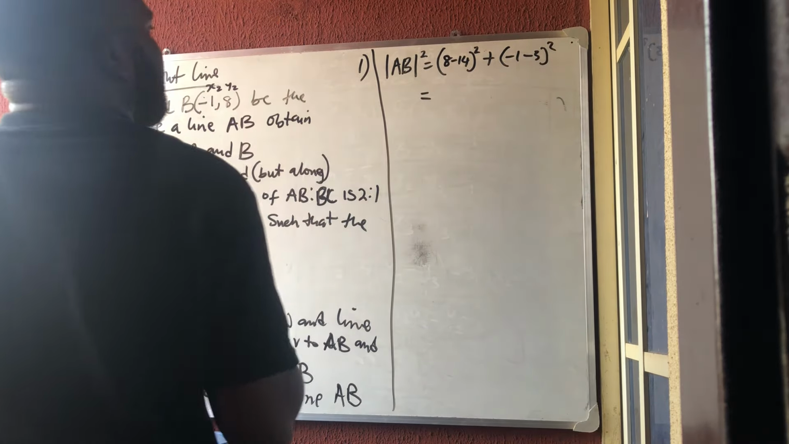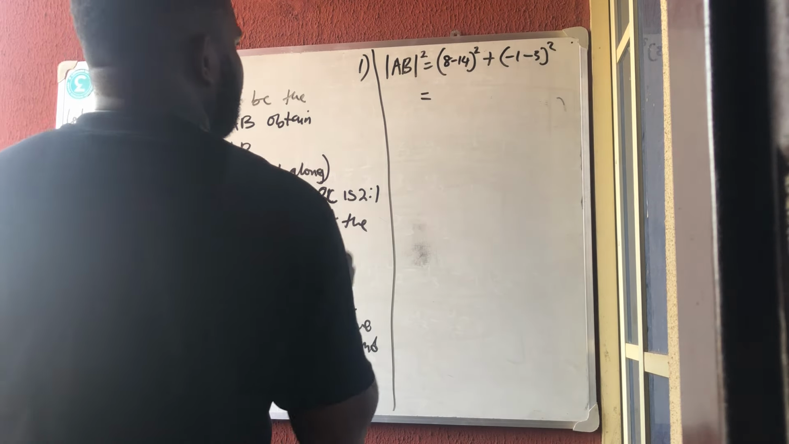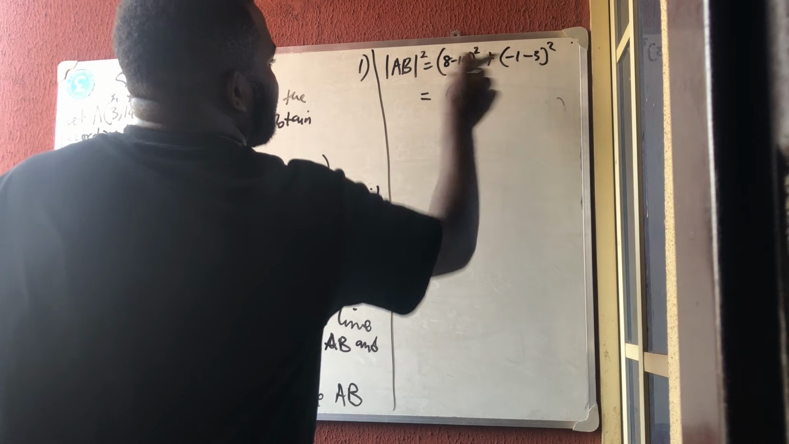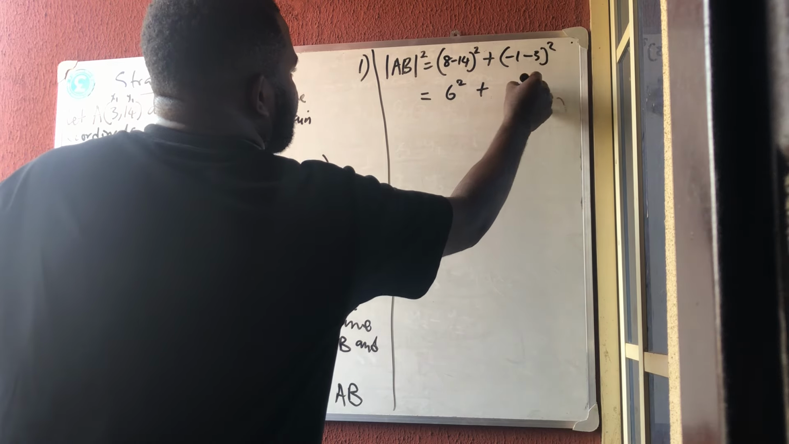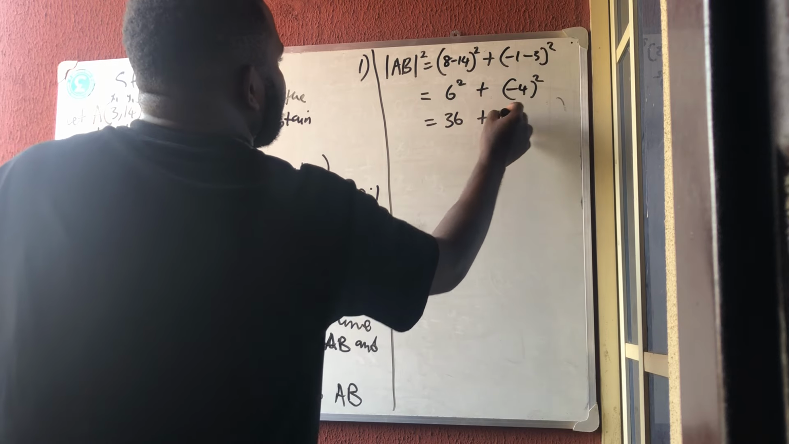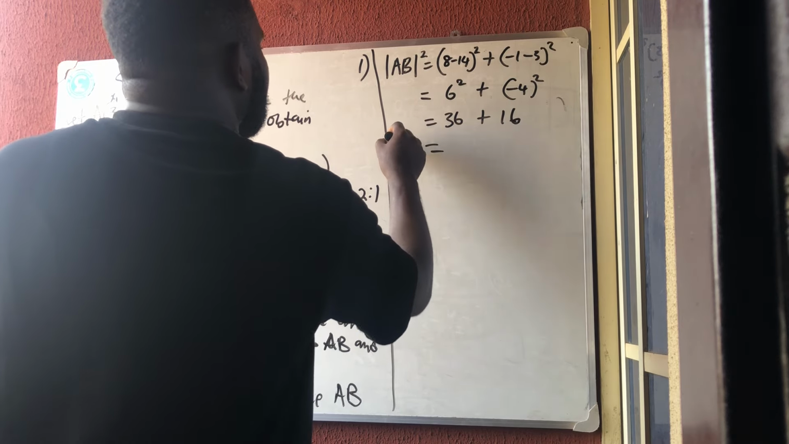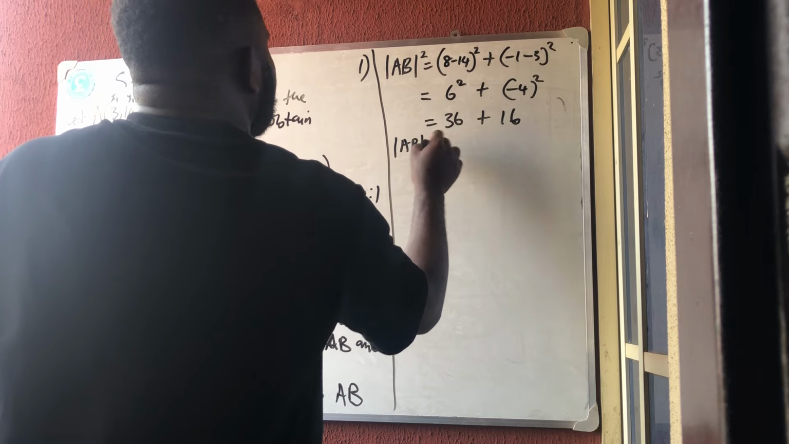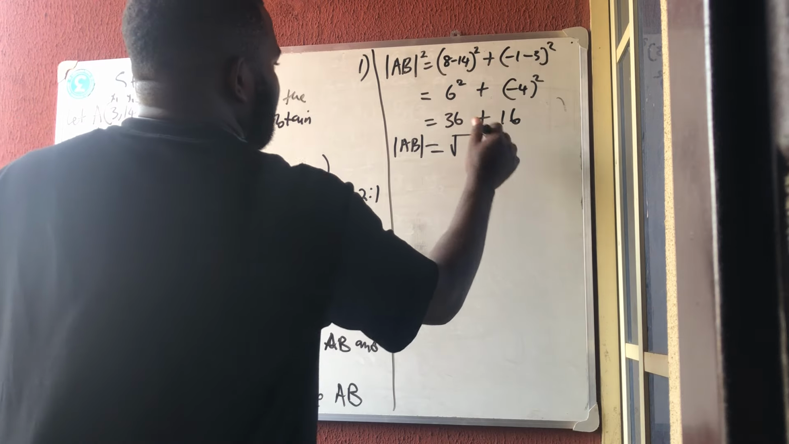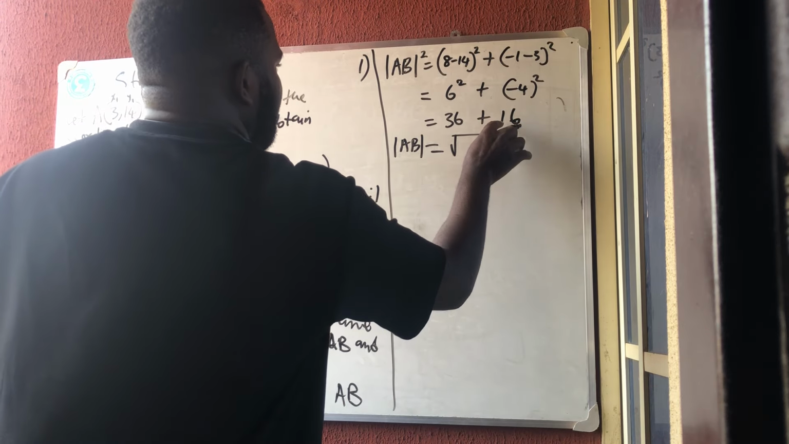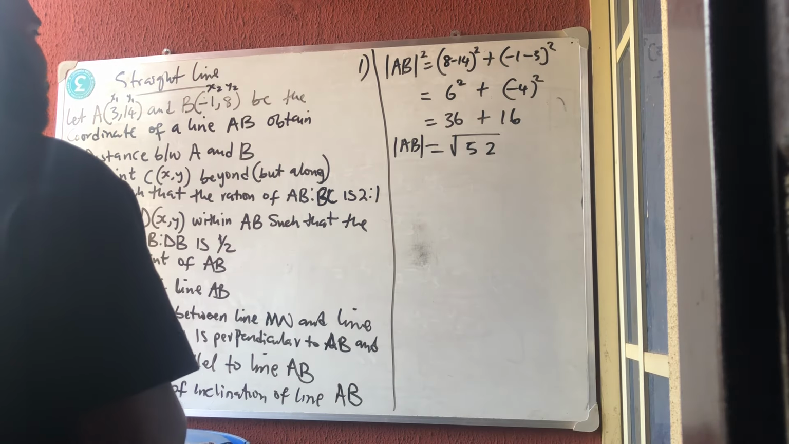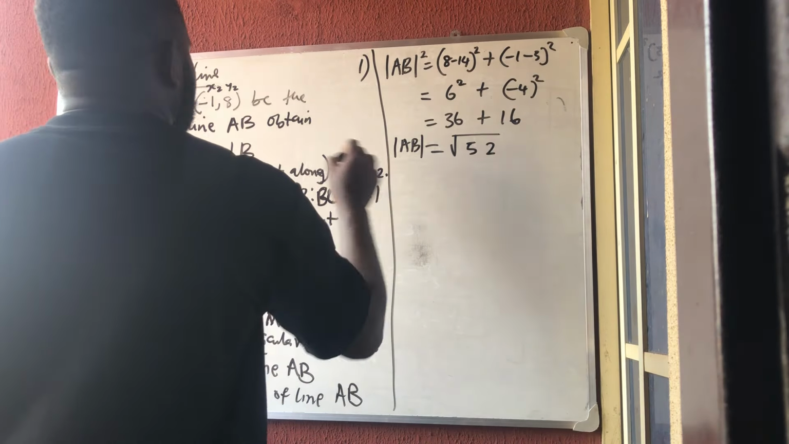So what do we have? 8 minus 14 is minus 6. So I have 6 squared plus this minus this will give you minus 4 squared. So what do we have? This is 36 plus 16, which is what? Line AB is now the square root of 36 plus 16, which is 52. Since I can't find the square root of this, the answer becomes root 52. So number 2, as simple as that.